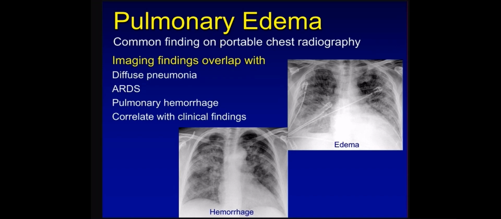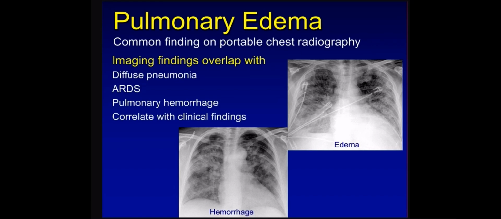There is some overlap of imaging findings. For instance, of these two patients you see on the screen, one has pulmonary edema, one has pulmonary hemorrhage, and these findings overlap. You can have pulmonary edema that actually mimics pneumonia, as well as acute respiratory distress syndrome and hemorrhage, as you see here. The important thing, of course, is to correlate your observations with the clinical history. And the more you interact with your colleagues on intensive care units, the more you will be able to help them with the more accurate interpretation of these findings.